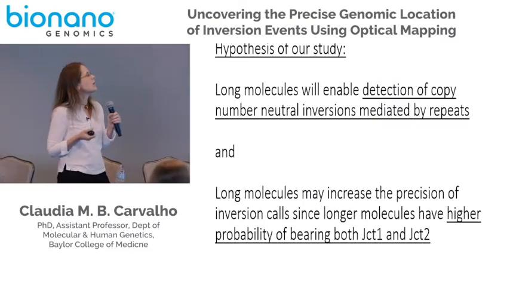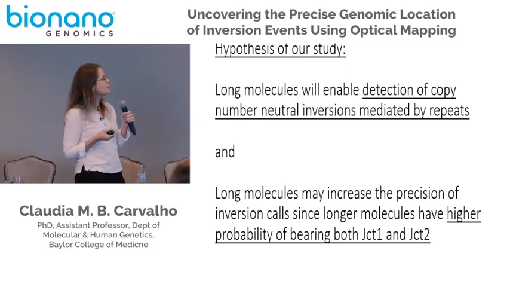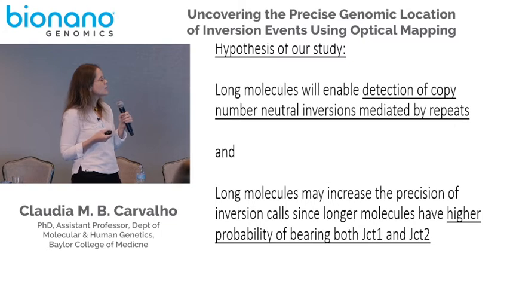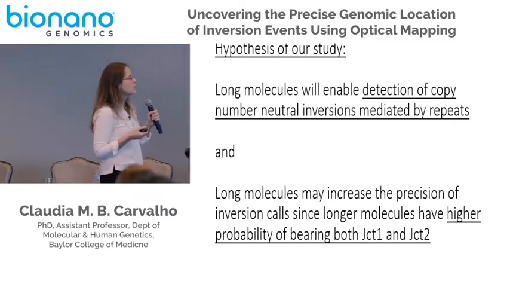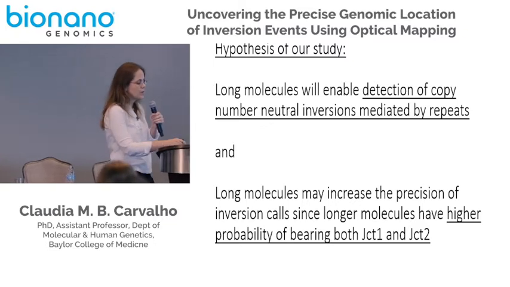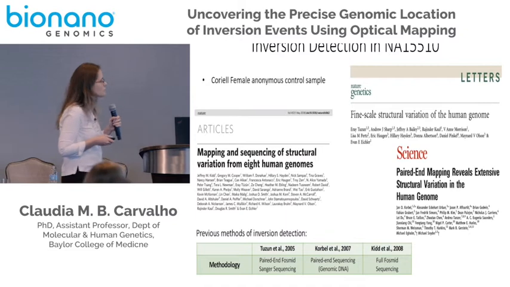So the hypothesis of our study is that long molecules will enable detection of copy number neutral inversions mediated by repeats, and long molecules may increase the precision of the inversion calls, since longer molecules have a higher probability of bearing both junction 1 and junction 2 of an inversion.